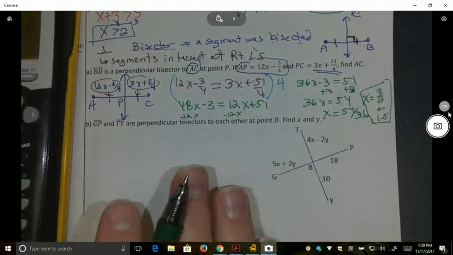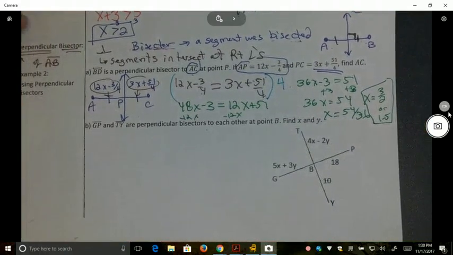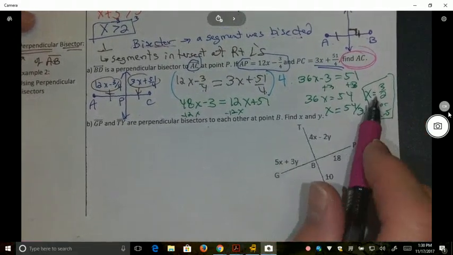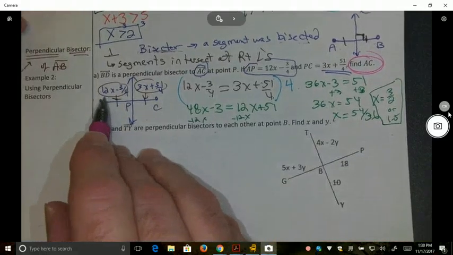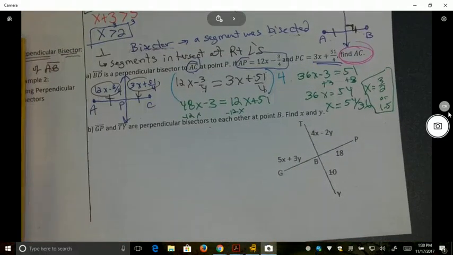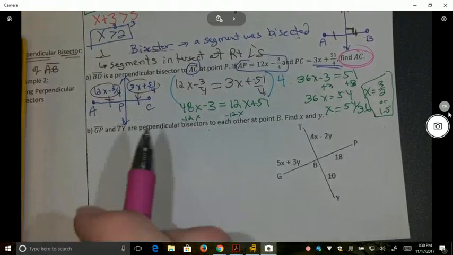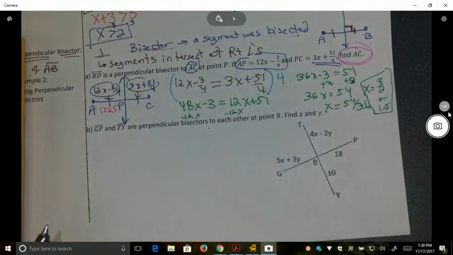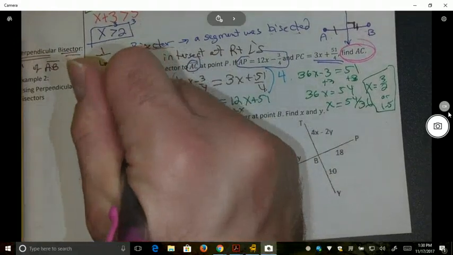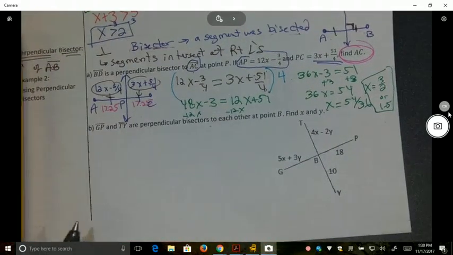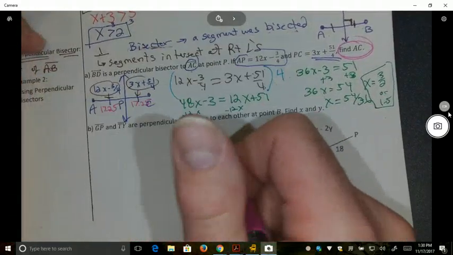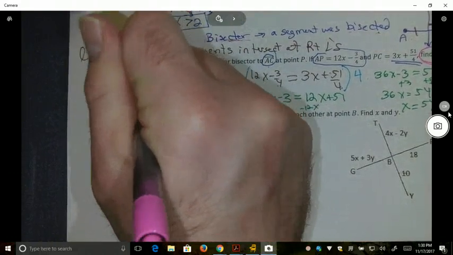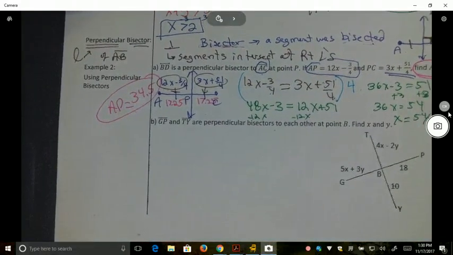Now let's double check what we were asked to solve for, because I didn't read that. They asked us to find AC. All right, so that means I have to put my 3/2, or 1.5, back in here. So I've got 12 times 3/2 minus 3/4, which is 17.25. That's the value of AP. Then I have 3 times 3/2 plus 51/4, also 17.25, so I know I did that right. 17.25 times 2, or add those two pieces together. The distance from A to P is 34.5.